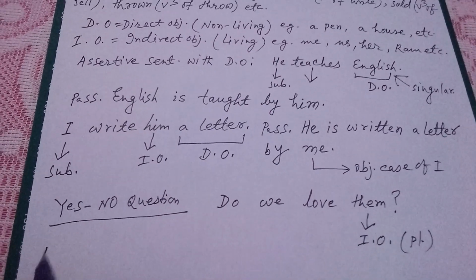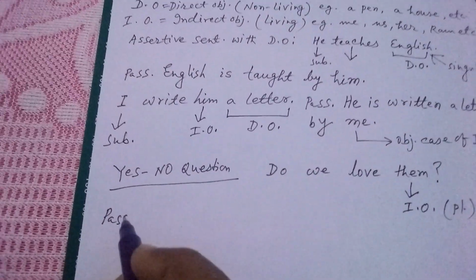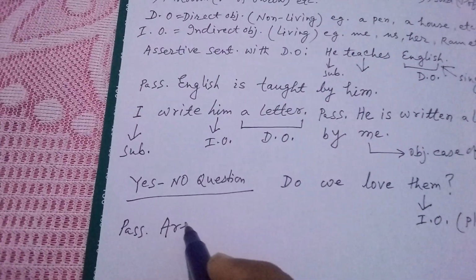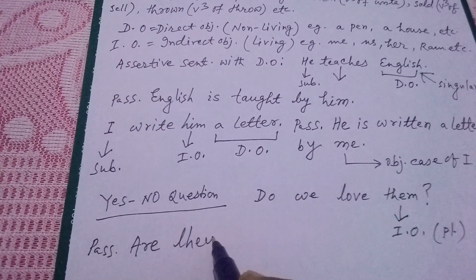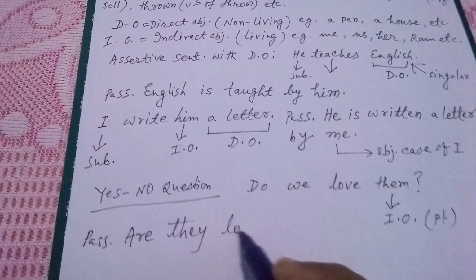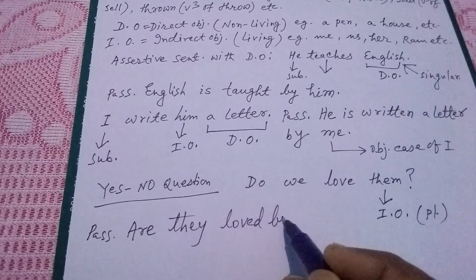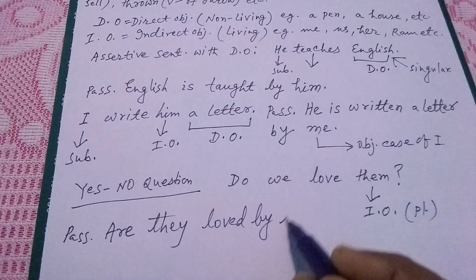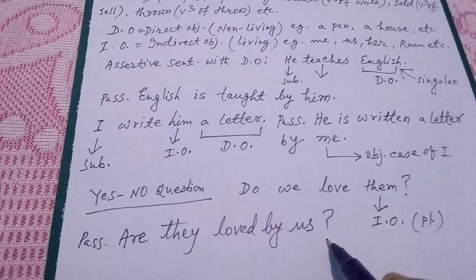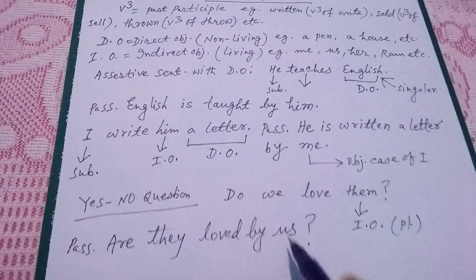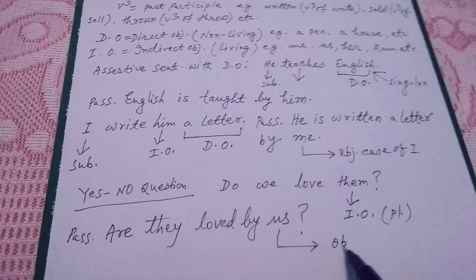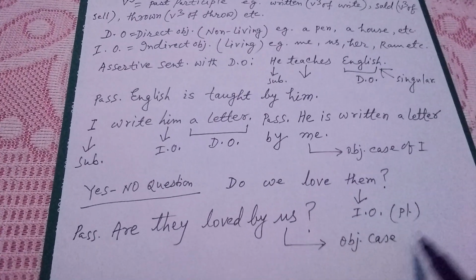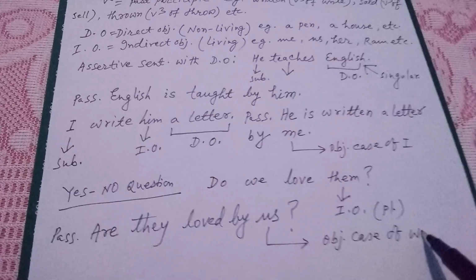So here we will start its passive voice with are. Are they loved by us? We's object becomes us. Us is objective case of we.